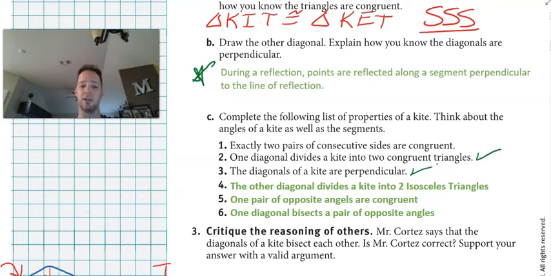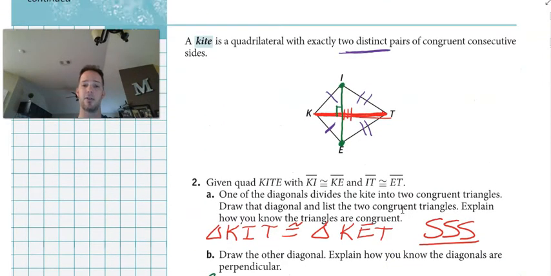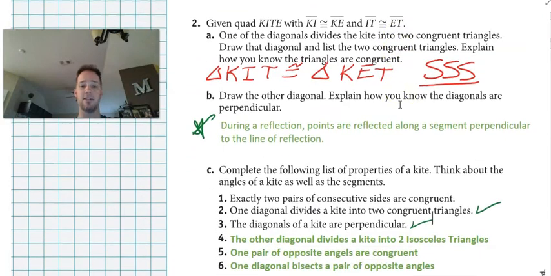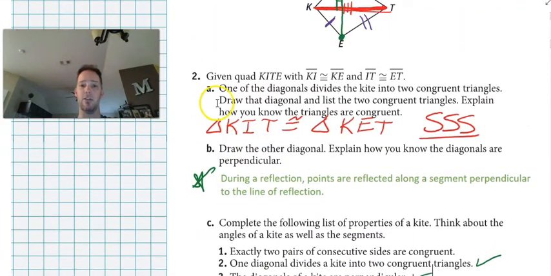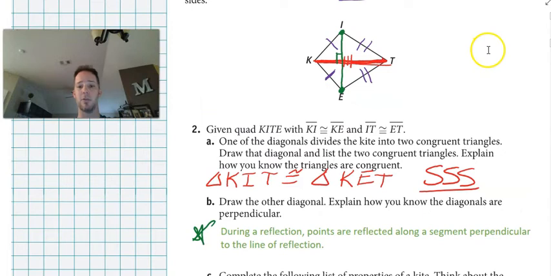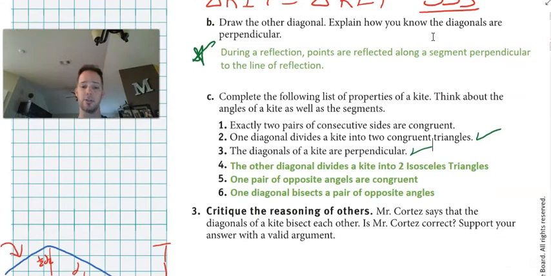3 that were not mentioned. The other diagonal divides the kite into 2 isosceles triangles. So not only is this green diagonal here perpendicular to the red one, but notice on the left side you have an isosceles triangle because KI is congruent to KE. On the right side, you have a different isosceles triangle because IT is congruent to ET. So you do have 2 different isosceles triangles on there. So one, the red diagonal, makes 2 congruent triangles. The green diagonal makes 2 different isosceles triangles.